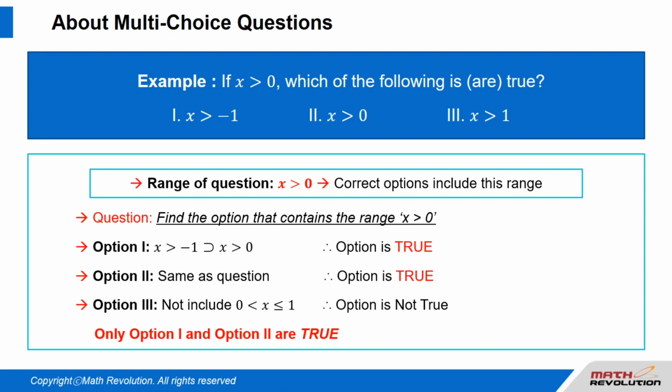In DS questions, the conditions are sufficient only when the ranges given in the question include the ranges given in the options. It is the opposite in PS questions. Only the options are true when the ranges given in the options include the ranges given in the question.